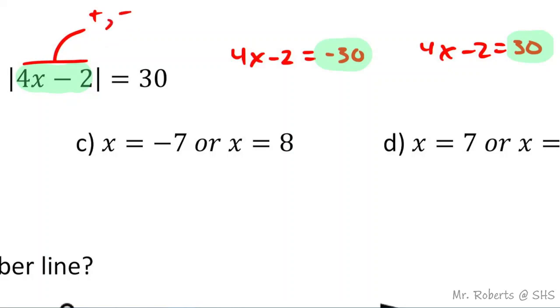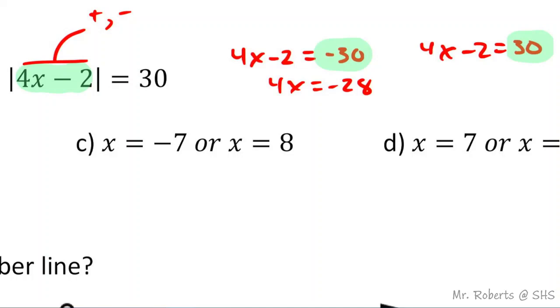Now solving them is the exact same two steps, right? For this first one here, I'm going to take the number negative 30. I'm sorry, let me clear this. So I could take the negative 30 and add 2 to that. So that's going to be 4x is negative 28. And then if I take the opposite of 28, and I divide it by 4, I should get negative 7.